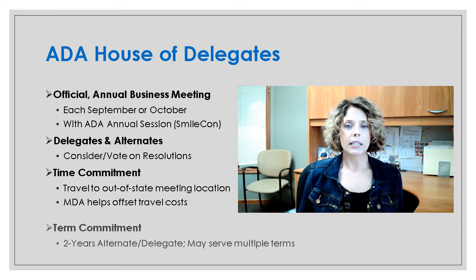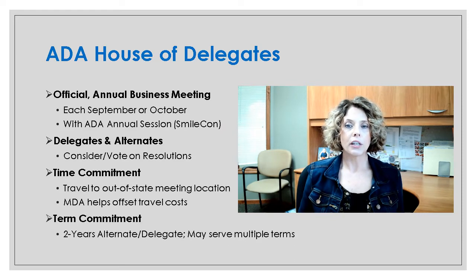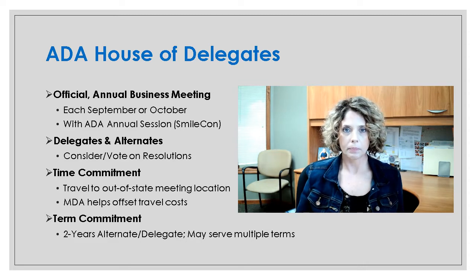The position is designed for a member to serve 2 years as an alternate to become acclimated to the position and the process, and then 2 years as a delegate as a full voting member. It's not required, though, that you serve all 4 years. Travel is required, but the MDA budgets each year to offset expenses for ADA delegates and alternates.